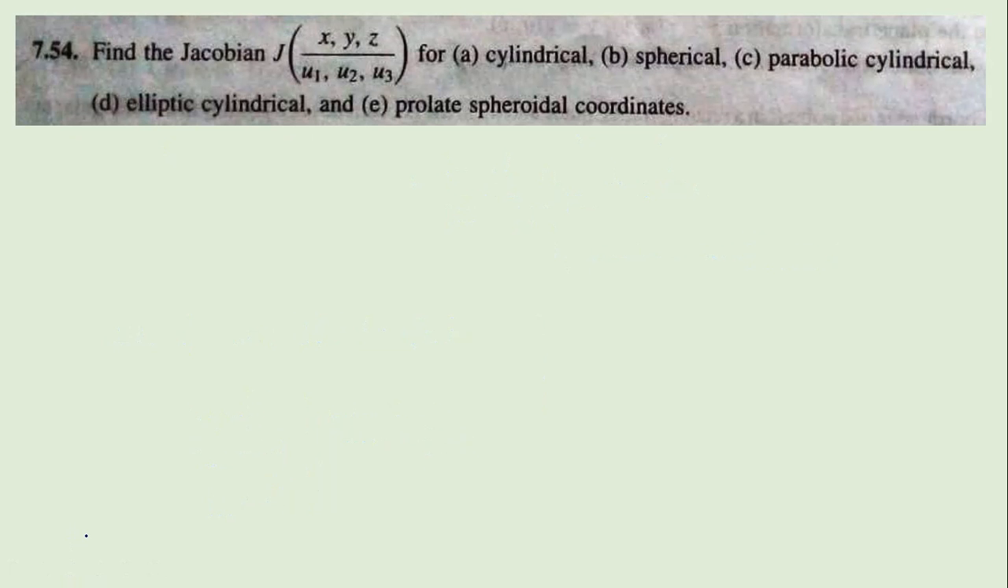Go to the next question, 7.54, which says: find the Jacobian for the cylindrical, spherical, and parabolic coordinate systems. At first we choose the cylindrical coordinates. In the cylindrical coordinates, the coordinates will be rho, phi, z.